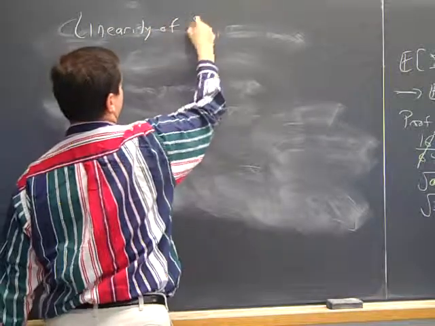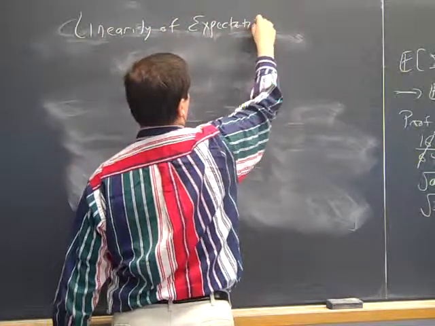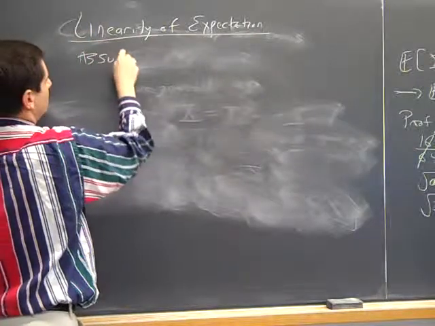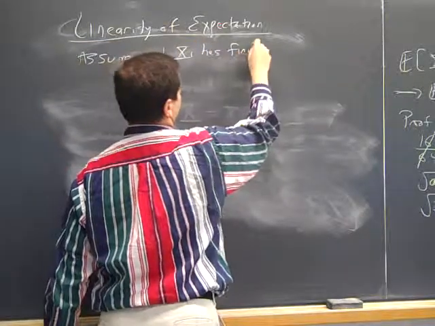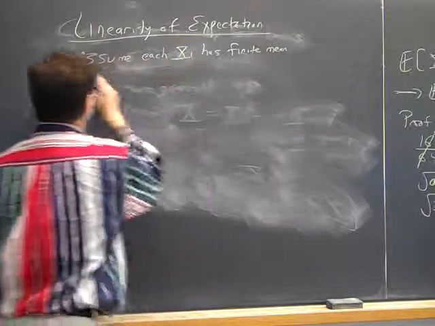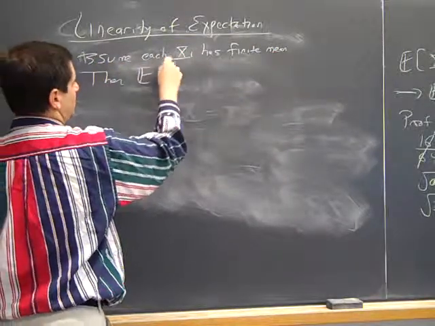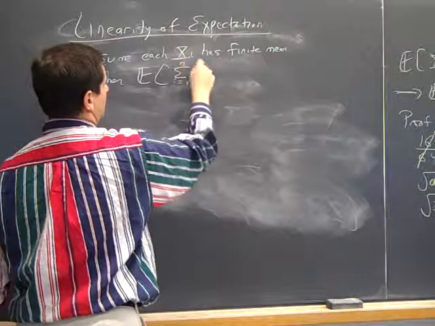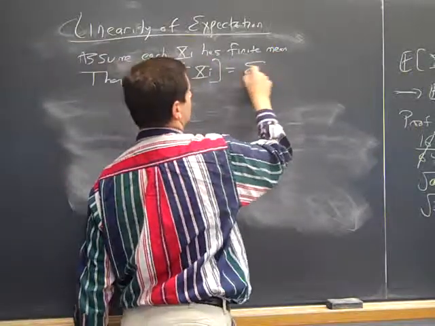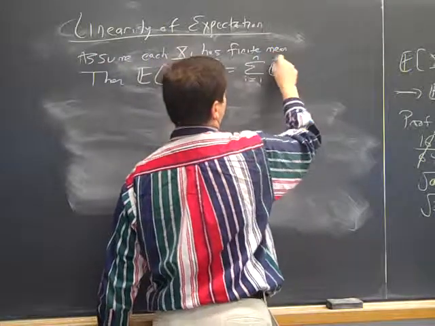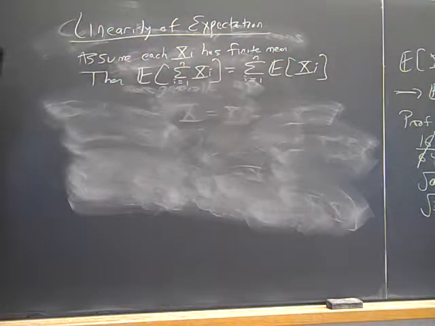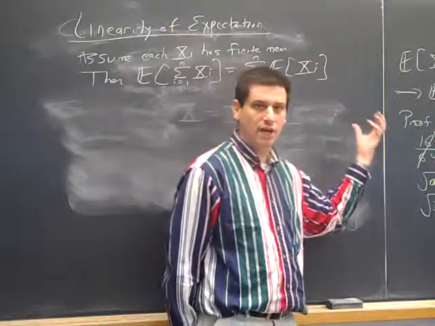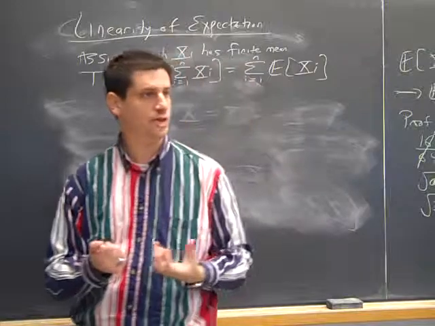Linearity of expectation. Assume each xi has finite mean, then the expected value of the sum, i goes from 1 to n of xi, is the sum, i goes from 1 to n of the expected value of xi. So if you could put down your wish list of theorems, this is what you would love. And it's going to allow us to explore a lot of problems in terms of simpler building blocks.